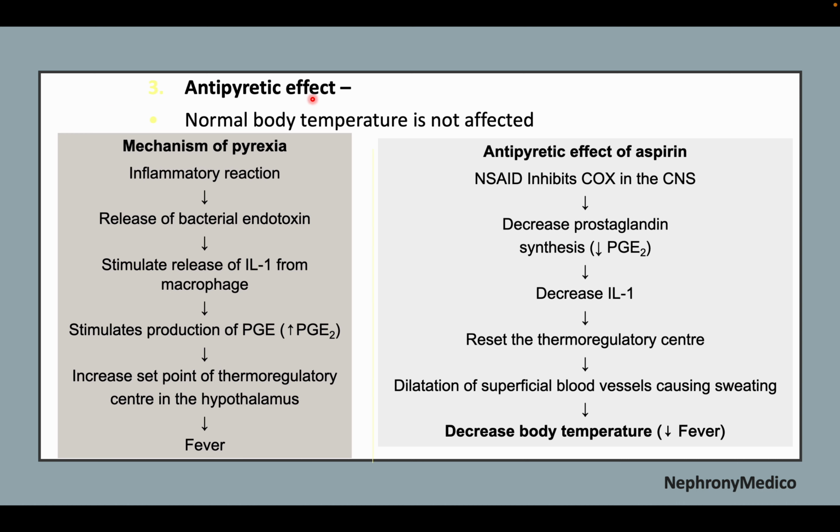Now, antipyretic effect. The normal body temperature is not affected. Now, the antipyretic effects of aspirin. NSAIDs inhibit COX in the CNS, and there is decreased prostaglandin synthesis and decreased interleukin-1 synthesis. It resets the thermoregulatory center, and there is dilatation of the superficial blood vessels causing sweating, and there is a decrease in the body temperature leading to decreased fever.